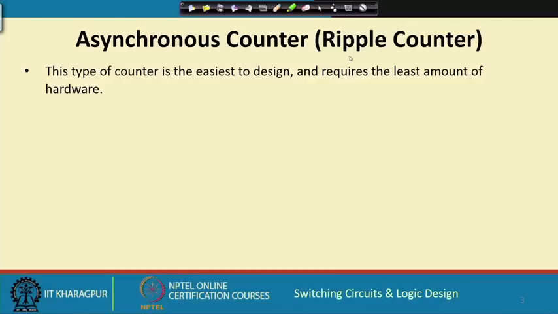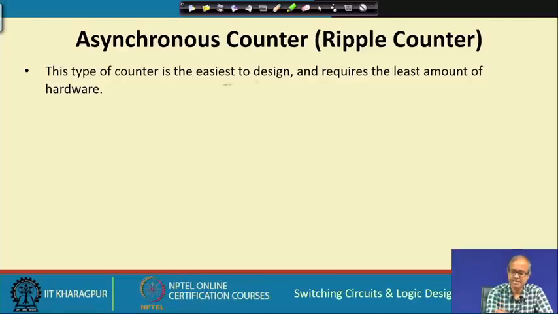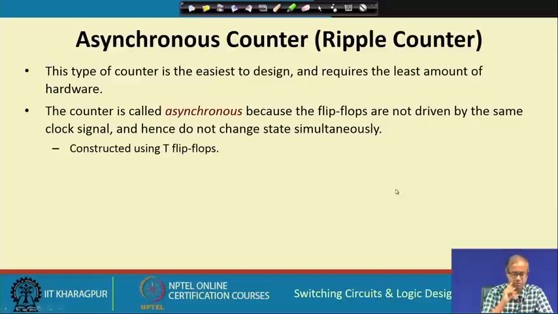The first thing is that this kind of asynchronous or ripple counter is the easiest to design, the simplest, and requires the minimum amount of hardware for implementation. Let us see how this can be designed.